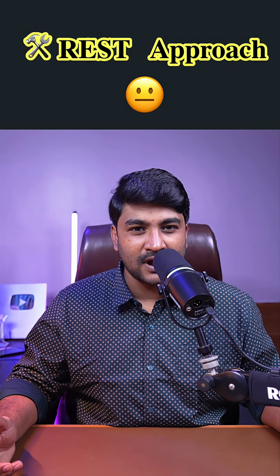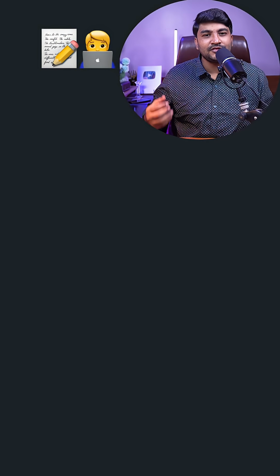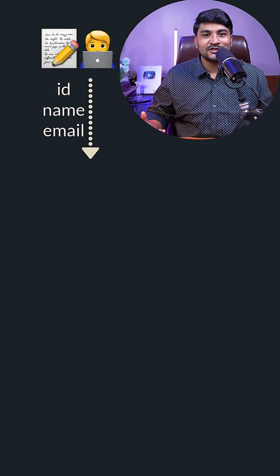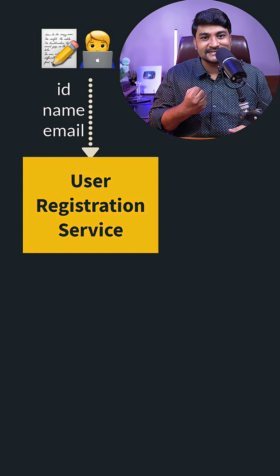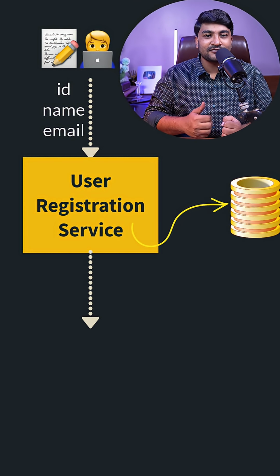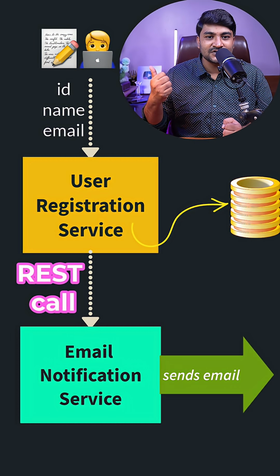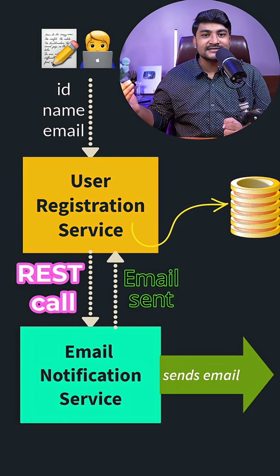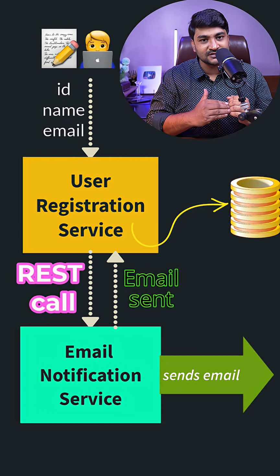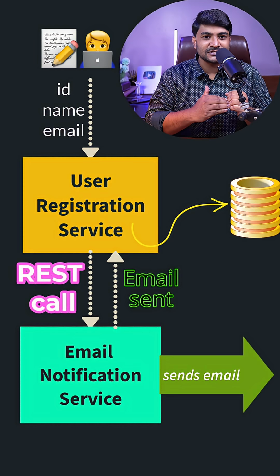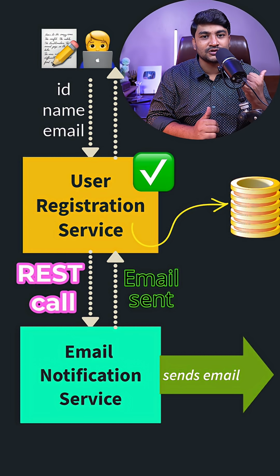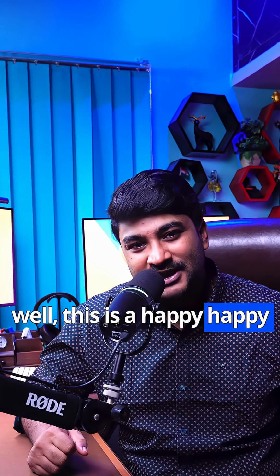Well, approach 1. The REST approach. When the user gives the registration details, the registration service captures this, persists the data, and makes a REST call to the email notification service. The email notification service then triggers the email, sends a response back to the user registration service. Now the user registration service marks the transaction as done and sends back the response to the user. Well, this is a happy scenario.